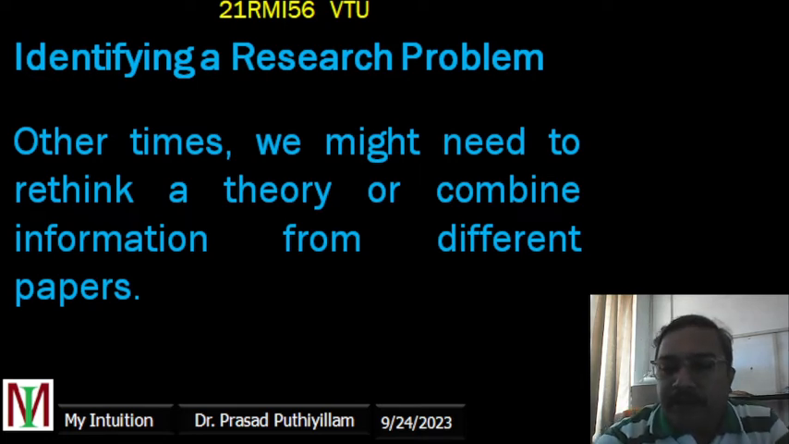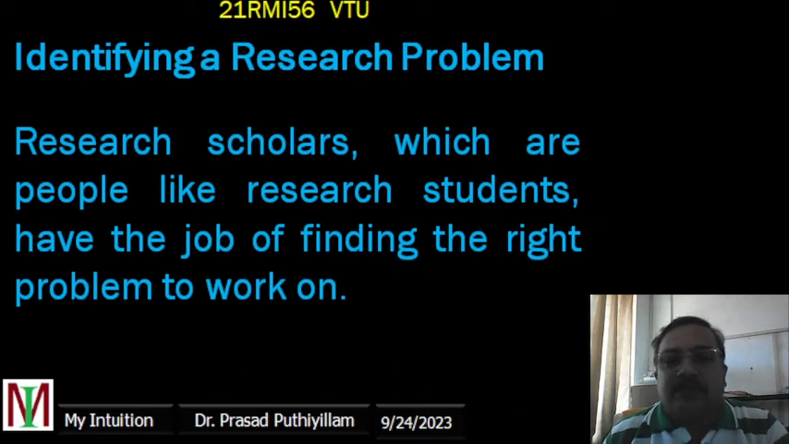So it becomes our task to synthesize this information and propose a new theoretical framework for the same. That is the student itself taking initiative and identifying a research problem. That is the second way how we identify a research problem.